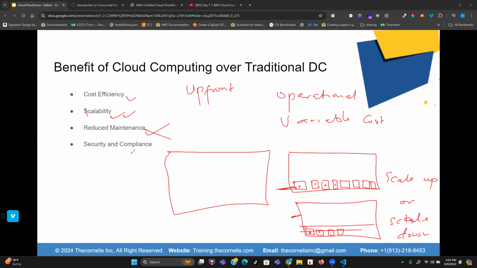Now for the security and compliance, guess what? Our security responsibility will reduce because it's not our responsibility to secure the entire data center. The only thing that we have responsibility to secure is our application that is running on the server and some parts of the server too. But I'm not going to go deeply into that. When we get into AWS fully, you're going to understand this process.